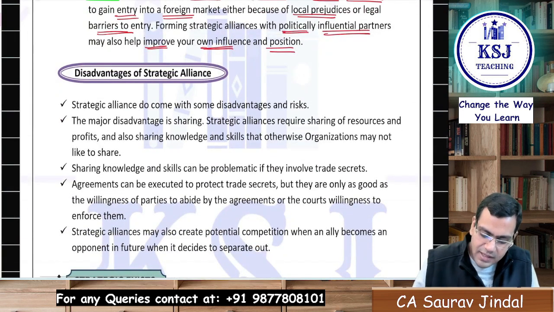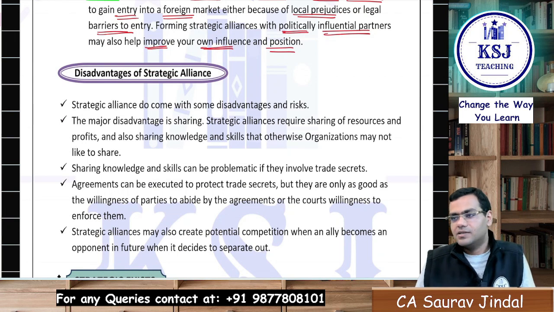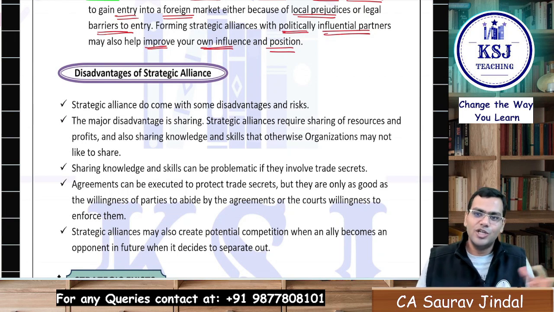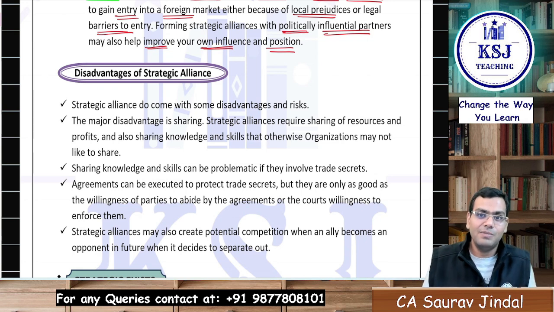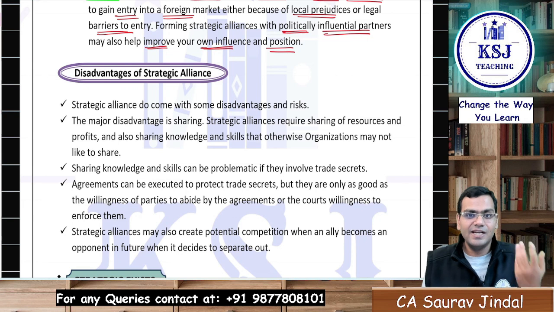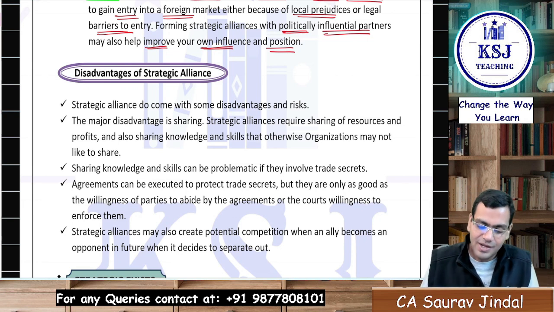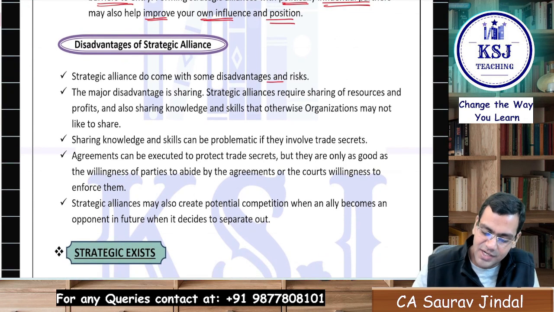So what are the disadvantages of strategic alliance? The disadvantage is that you have to share your knowledge, your skills, your know-how, and today the person who is your strategic alliance partner, tomorrow he might become your competitor, because he has gained the expertise, the knowledge, skills, technology, everything from you, right? They do come with disadvantages and risks. The major disadvantage is sharing. The strategic alliance requires the sharing of resources and profits, and also the sharing of knowledge and skills that otherwise the organizations may not like to share.